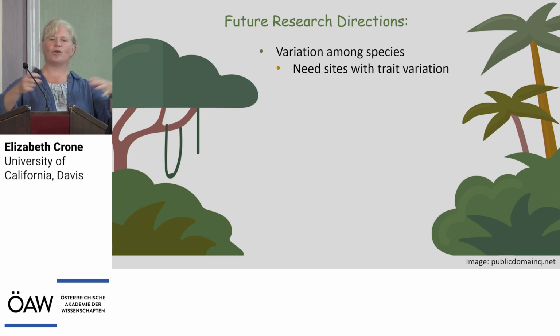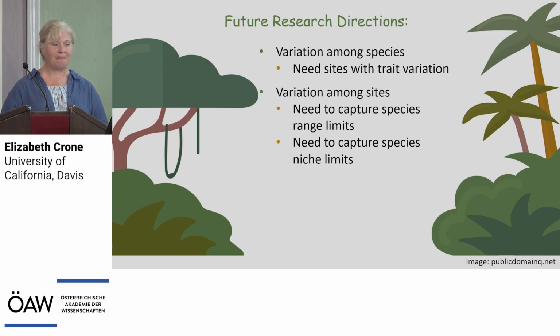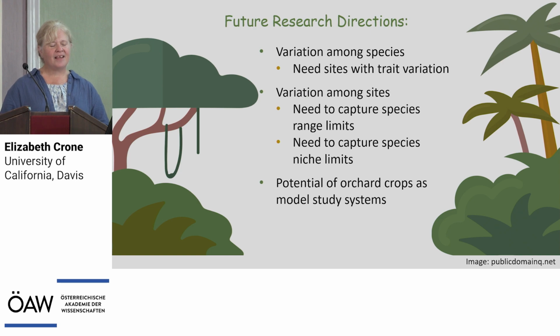And maybe some of these more obscure understory species in forests could give us that comparison. It would also be great to look more at variation among sites where we have species capturing their climate limits and their range limits, and see if we see this relationship going from north to south in a more sensible way. And I also want to say there's a lot of potential for studying orchard crops, which are planted in a lot of different places.